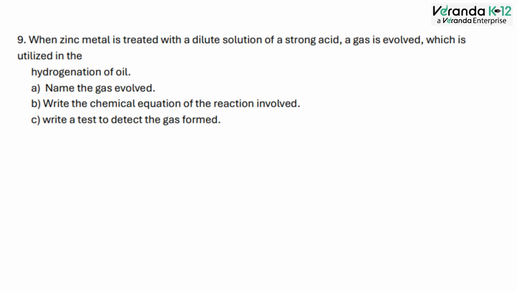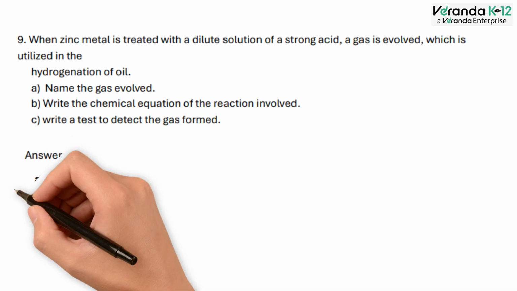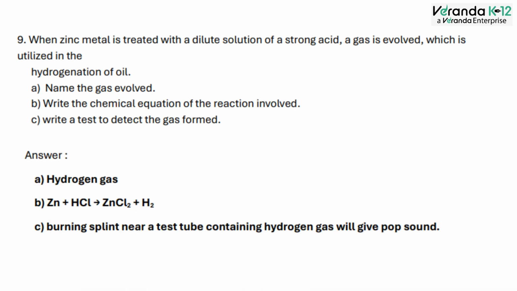When a zinc metal is treated with a dilute solution of a strong acid, a gas is evolved, which is utilized in the hydrogenation of oil. Name the gas evolved. So the answer is, the gas evolved here is hydrogen gas. Question B. Write the chemical equation of the reaction involved. Here the answer is zinc, when it reacts with hydrochloric acid, gives zinc chloride plus hydrogen gas. And C. Write a test to detect the gas formed. A burning splint near a test tube containing hydrogen gas will give a pop sound.